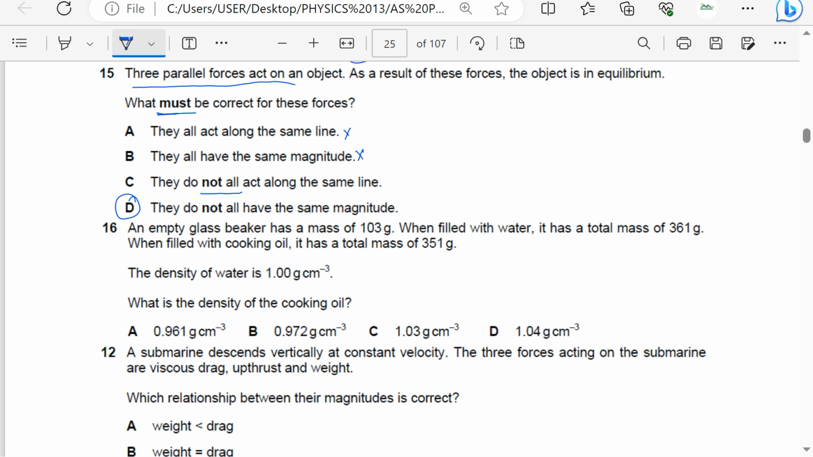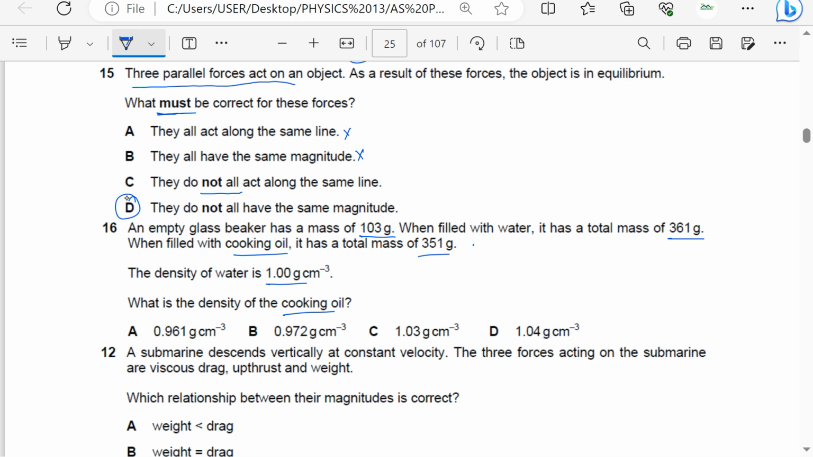An empty glass beaker has a mass of 103 grams. When filled with water, it has a total mass of 361 grams. When filled with cooking oil, it has a total mass of 351 grams. The density of water is, of course, 1 gram per centimeter cubed. What is the density of cooking oil?